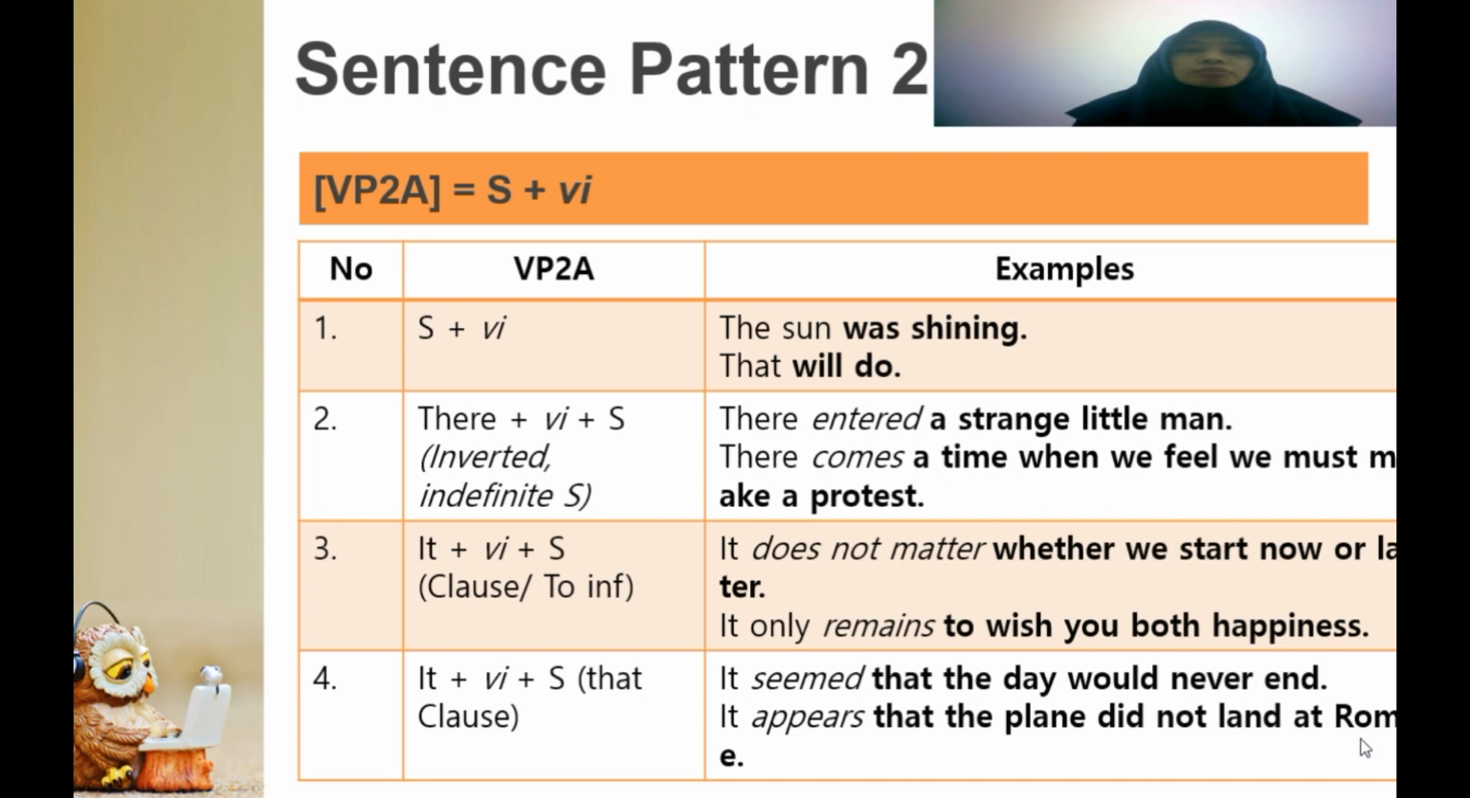And rule number 3, we have it plus verb intransitive plus subject. The subject is in the form of clause or to infinitive phrase. For example, it doesn't matter whether we start now or later. Okay, so we have it, and then we have does not matter as the verb intransitive, and the subject is in the form of clause: whether we start now or later.